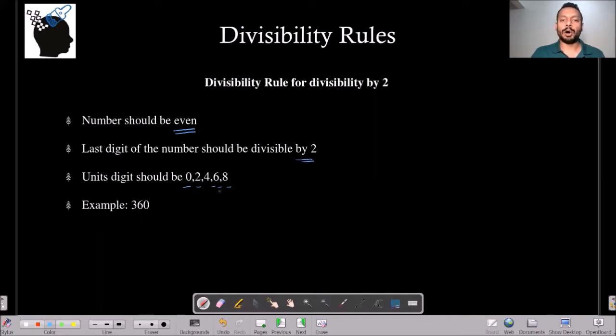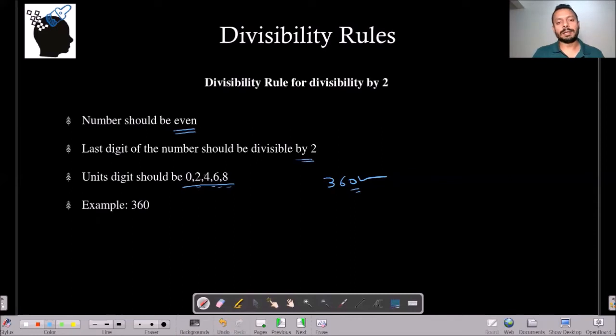Let's take an example of 360. I see 360, first of all, is an even number, so definitely it is divisible by 2. And if I look at the last digit, it is 0, and we know that 0 is divisible by all the numbers. So that means 360 is divisible by 2. If I look at the last digit again, I know that it is 0. And we know if the last digit is 0, 2, 4, 6, or 8, then the number will be divisible by 2. That means 360 is divisible by 2.